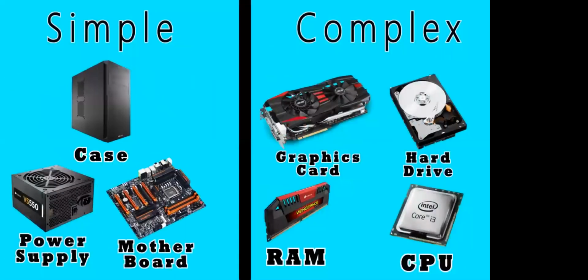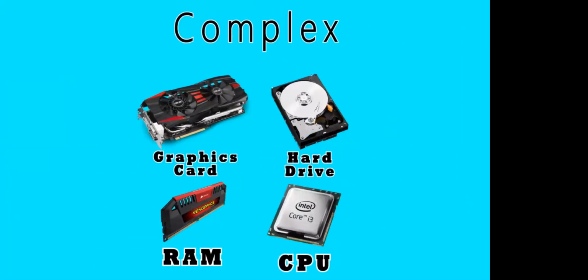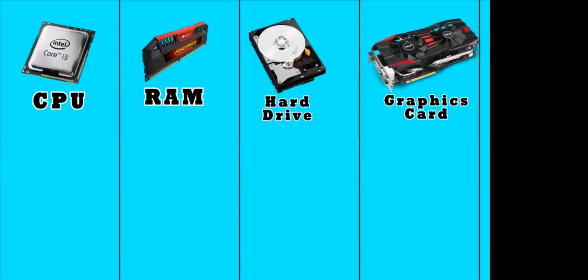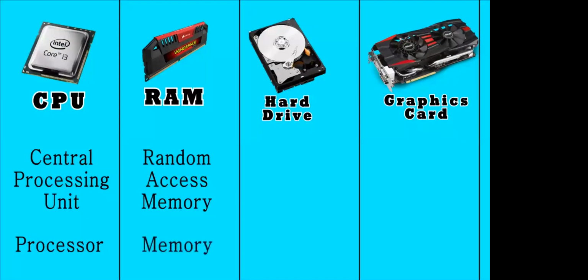So that's it for the simple components. Now let's move on to the more complex parts, the ones that deal with data. The four main components to keep in mind here are CPU, RAM, hard drive, and graphics card. Now first things first, I'm going to establish some terminology. Keep in mind that CPU is also known as the Central Processing Unit, or processor. These terms all refer to the same thing. They're completely interchangeable. RAM stands for Random Access Memory and is often referred to as just memory.